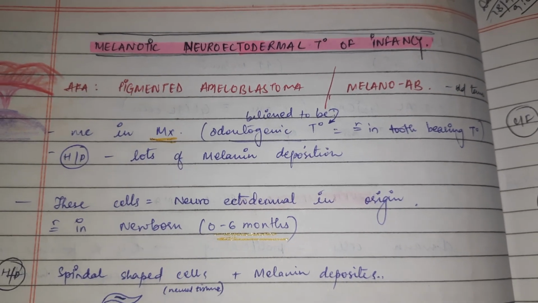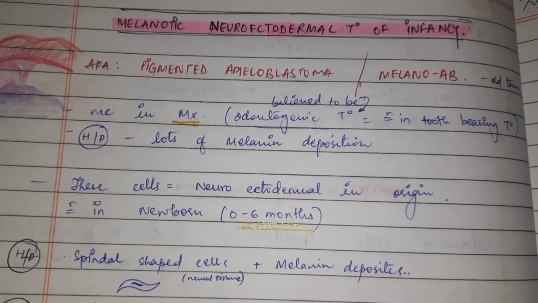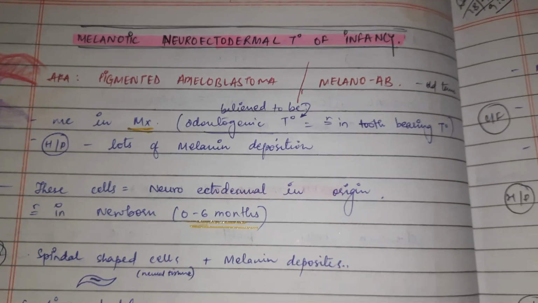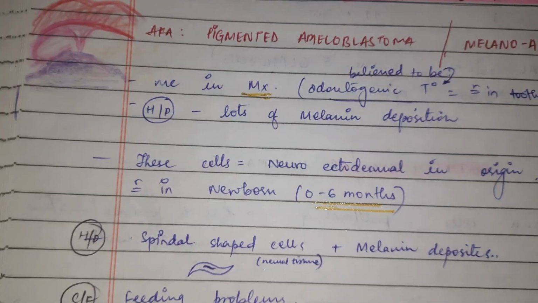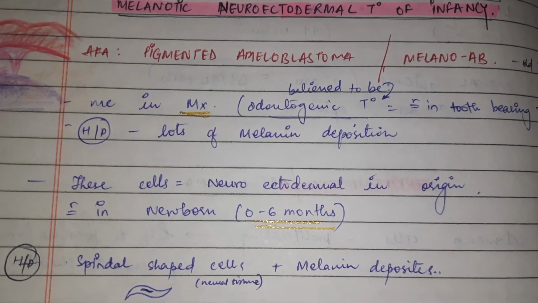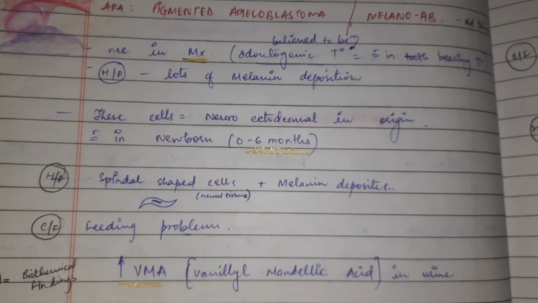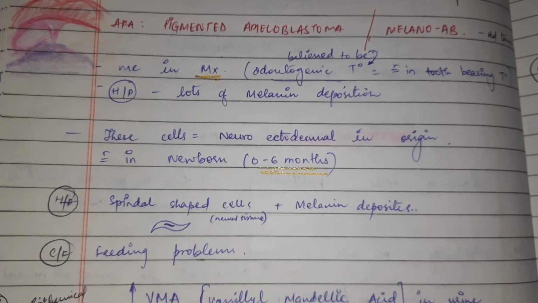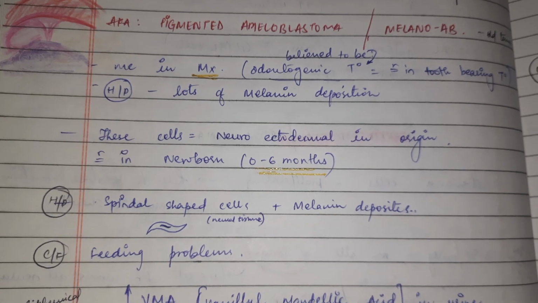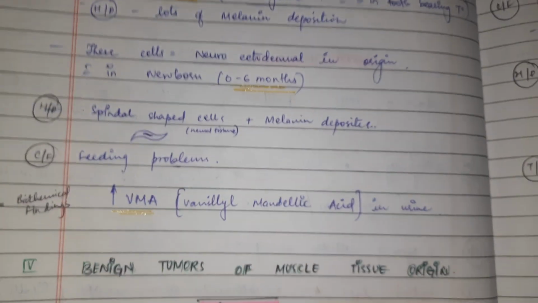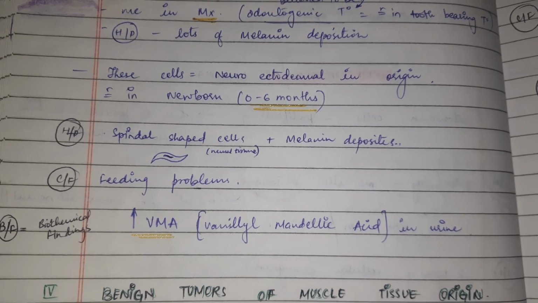Melanotic neuroectodermal tumor of infancy is commonly seen in the maxilla and is believed to be an odontogenic tumor seen in the tooth-bearing area. Histopathology: lots of melanin deposition is present. These cells are neuroectodermal in origin, seen in newborns 0 to 6 months. Spindle-shaped cells, neural tissue, plus melanin deposits are present.